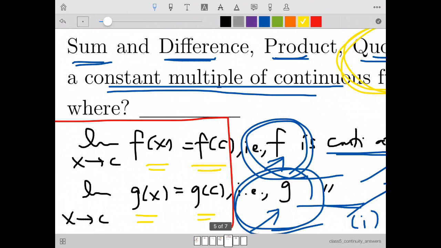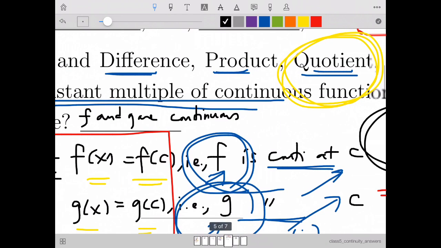Okay, so where f and g are continuous. And for the quotient, we have to add in g of c is not 0.